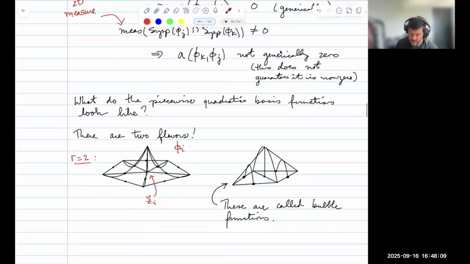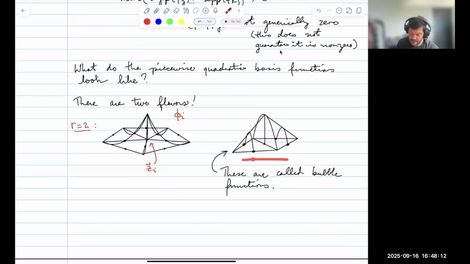Those aren't the only kinds of functions, and this is the analog of what we talked about in 1D. There are also these things called bubble functions in 2D. These bubble functions are 1 at edge midpoint nodes. For example, this particular edge midpoint node here, let's call it z_j, and then this is our bubble function phi j. And of course, I don't know whether this is going to be 0 here or non-zero, so we don't have to worry about that.